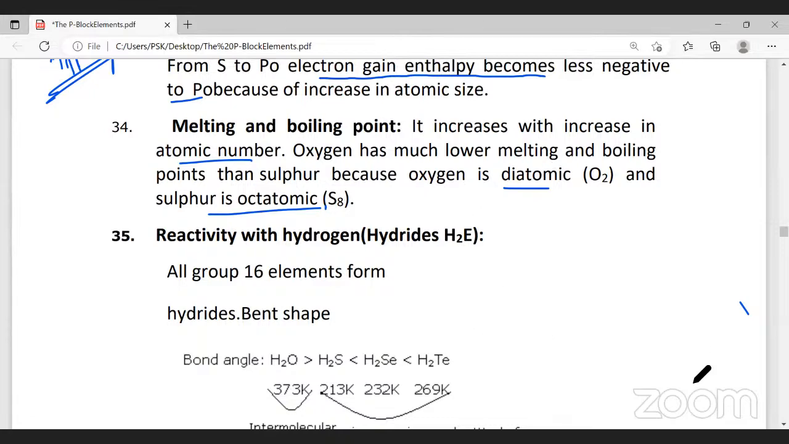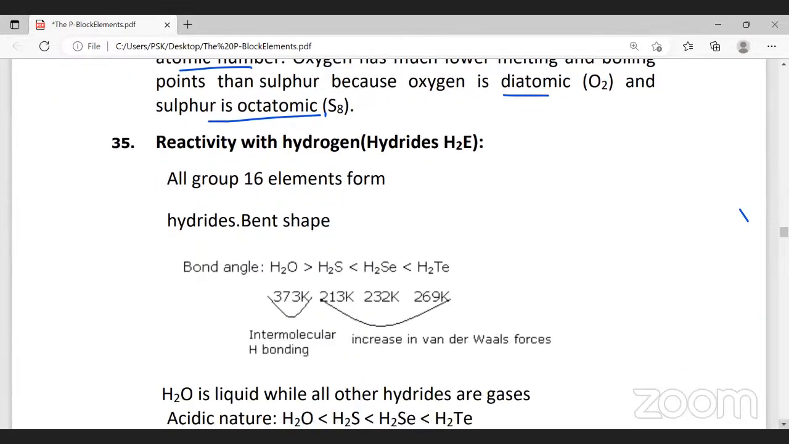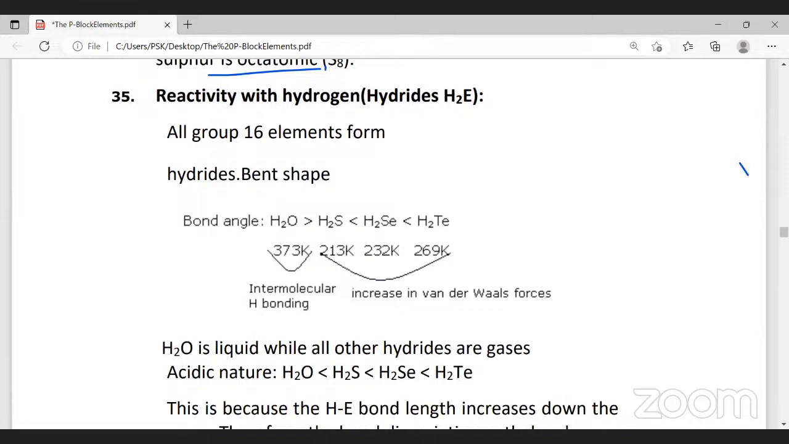Now coming to the shapes. Now, hydrides. Hydrides are generally represented as H2E. E stands for elements of the 16th group.